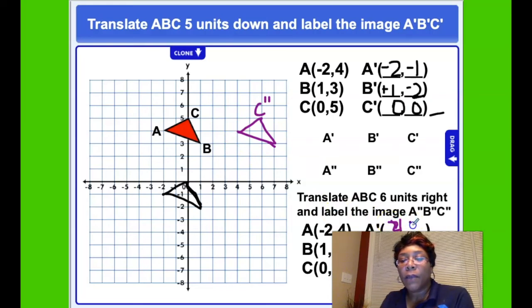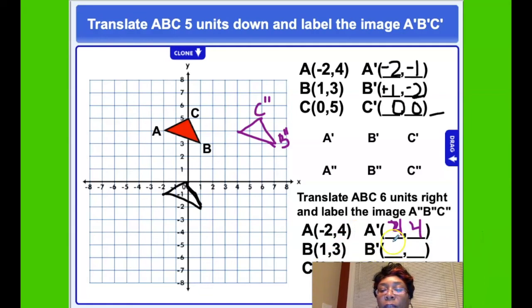All right, and then for B, here's B, B prime prime. Go ahead and write it correctly for you. B prime prime would be over 7, up how many? 3. Good, so that's going to be 7, 3. My face is in the way, so I'll move that out of the way for you. And then C prime.